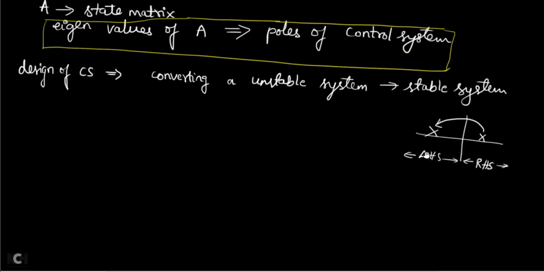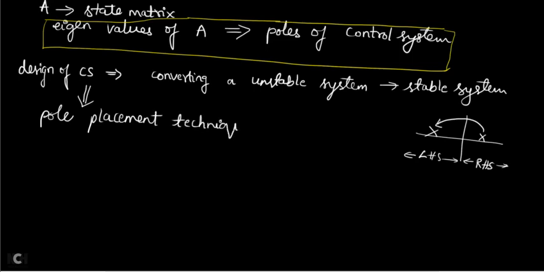Now this method of shifting all the right hand side poles into left hand side poles is called the pole placement method. So now, designing of a control system is nothing but converting unstable to stable. So how to convert an unstable to a stable system? That means how to design a control system by using the pole placement technique.